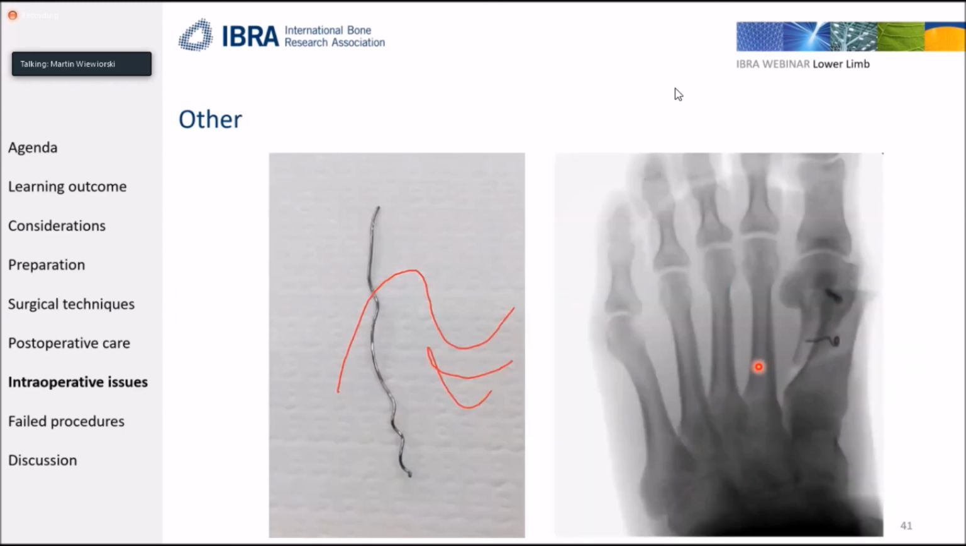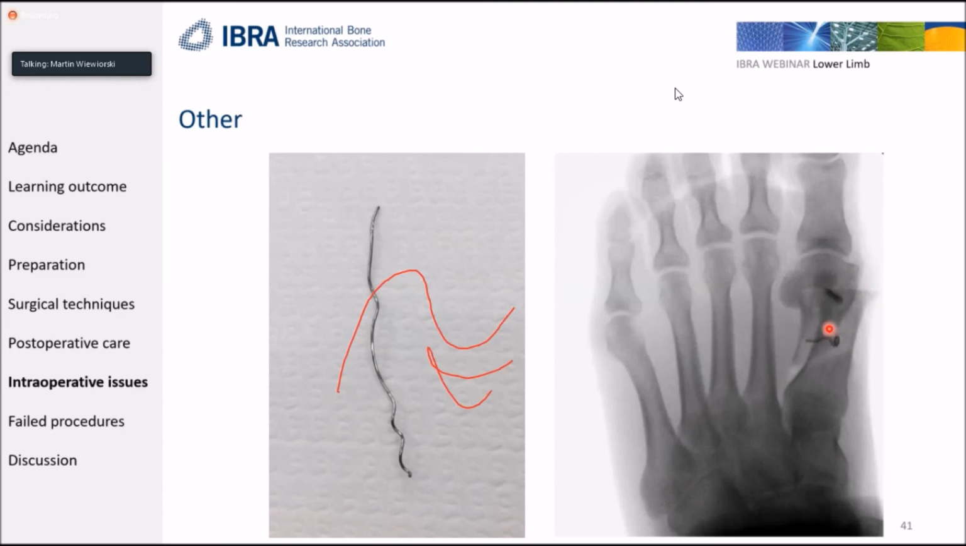Some other stupid things can happen when you do your scarf osteotomy. You're very proud of yourself, you did a nice correction, you transfix. I usually transfix it here with 2 K-wires, one here, one here. Over this K-wire I put the CCS screws, and right next to this K-wire I do the drilling.